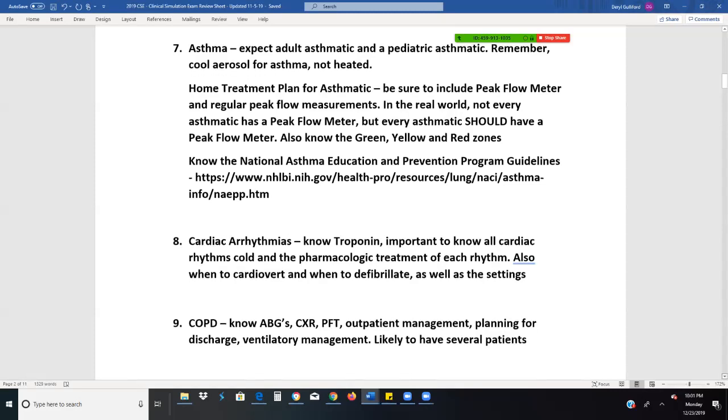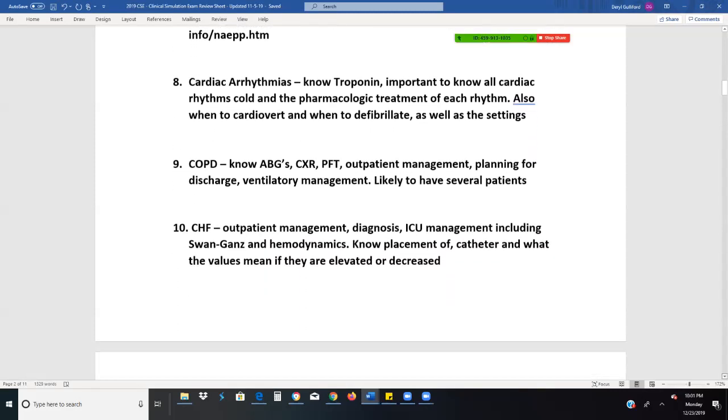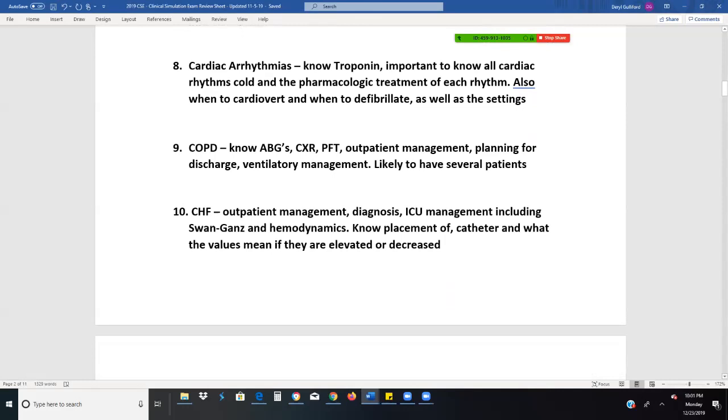Cardiac arrhythmias. No troponin for sure. Troponin signals heart attack. It's important to know all of your cardiac rhythms, practice those things. It's pretty much the ACLS cardiac rhythms that you need to know. If you know all the ACLS cardiac rhythms, you're in good shape for that. Pharmacologic treatment of each rhythm, be sure you have studied that. Also, when to cardiovert, when to defibrillate. That's crucial, so let me talk about it in a minute.